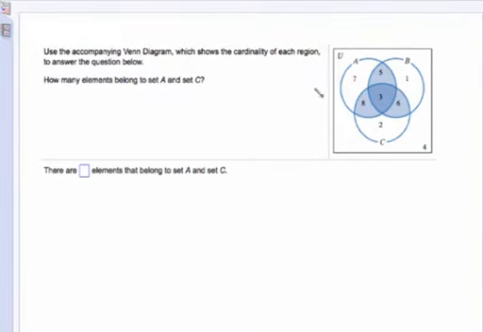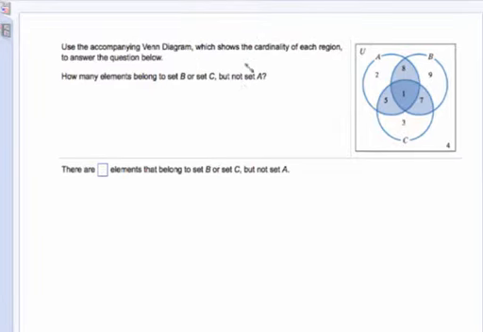Same Venn diagram, but it says which belong to set A and set C. And is our intersection. So we're looking for the intersection of set A, which is here, and set C, which is there. The intersection of set A and C is this part right in here. 8 plus 3 is 11 elements.